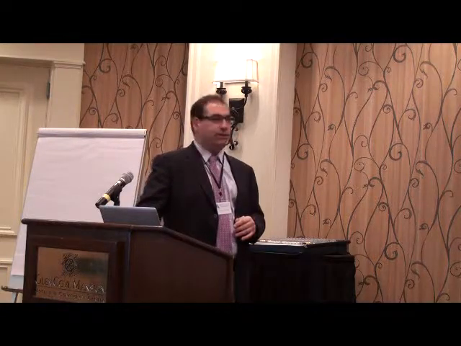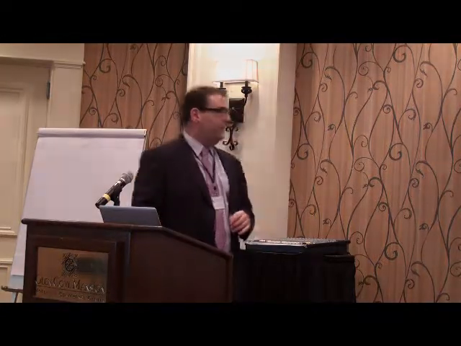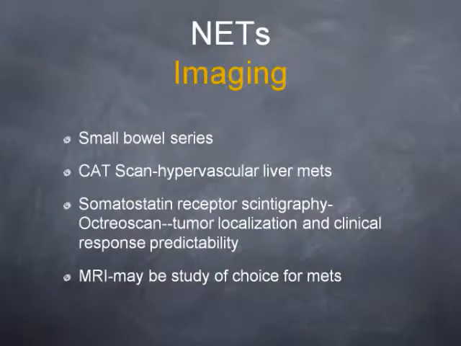So in radiology, before you get to interventional radiology, you'll generally go through some imaging and some of the ways that we use to diagnose tumors. The least high-tech is the small bowel series. Really not a strong tool, but at times it can pick up these tumors. CAT scan can pick up the hypervascular liver metastases. We talked about the artery scan, and MRI, which is probably the study of choice for liver metastases.